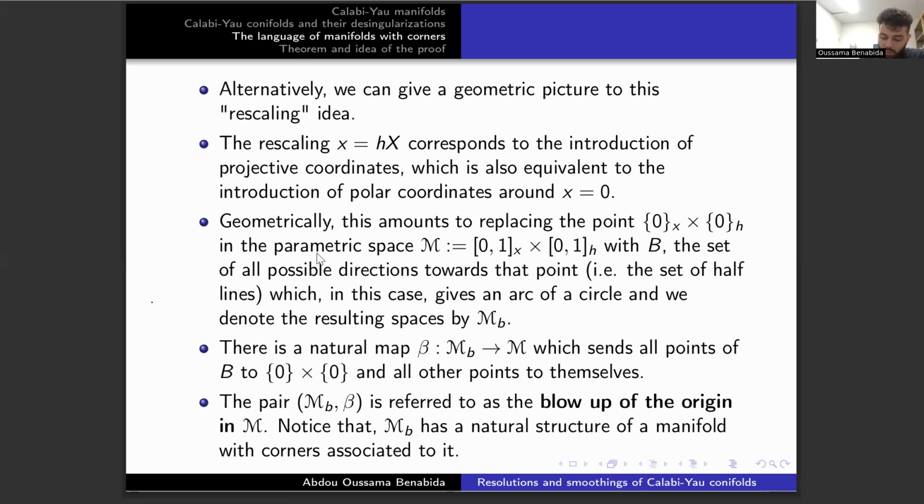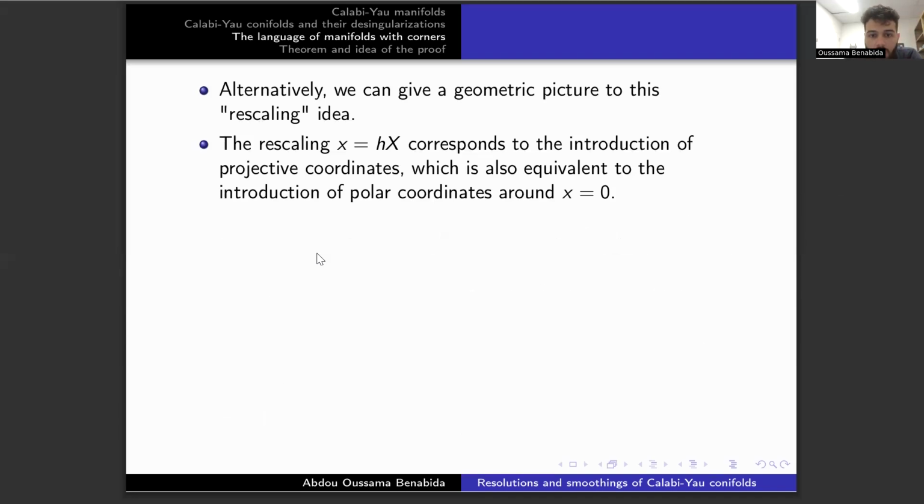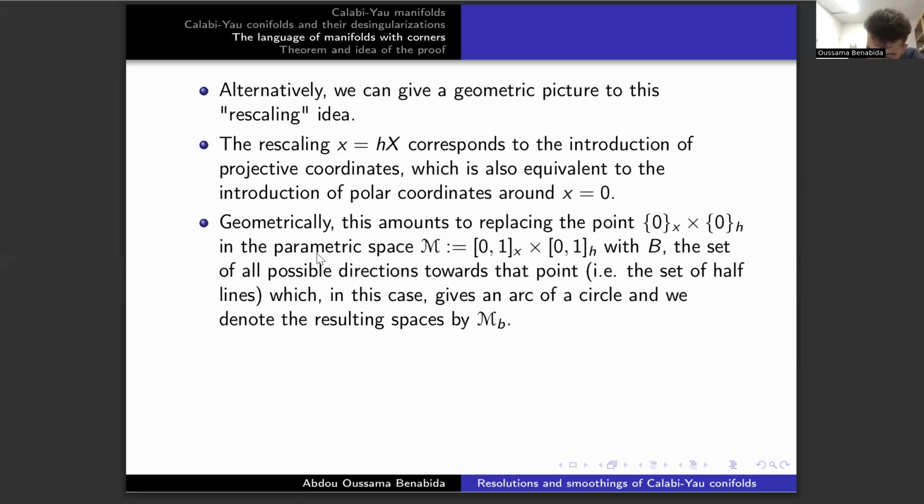And as we noticed here, naturally the resulting space has the structure of a manifold with corners. A manifold with corners is just a manifold with points which are locally modeled on R^n minus k times [0, ∞) to R^k. In our case here, the product [0,1] x [0,1] is already a manifold with corners, which has these two boundary hypersurfaces.